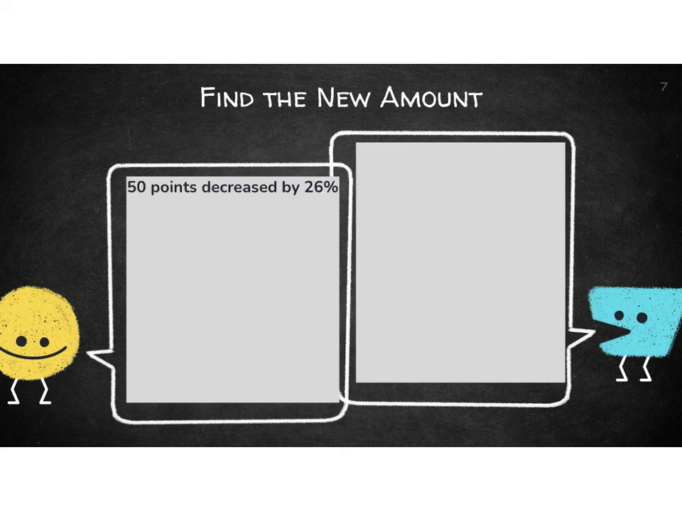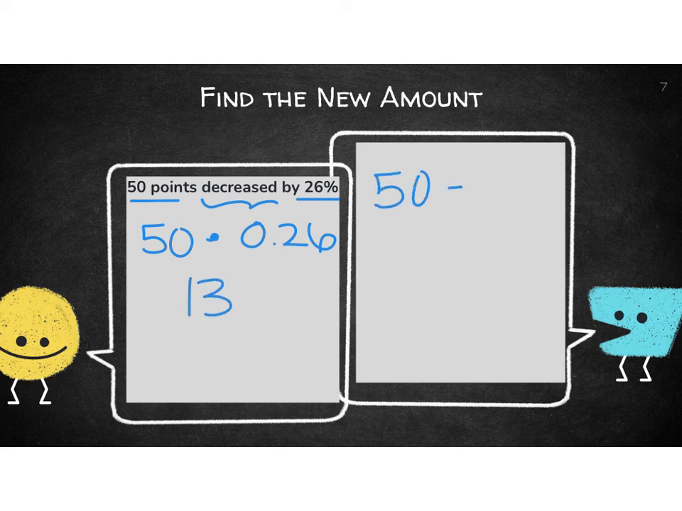This example is similar, except it's a decrease. The original amount was 50 points, and that decreased by 26%. So we have to calculate the change in the amount, and then we'll subtract that from the original amount to see what the new amount is. Again, we're going to multiply 50 points times 0.26, or 26%. That gives us 13 points. It's a decrease, so from 50 minus 13, the new amount of points would be 37.